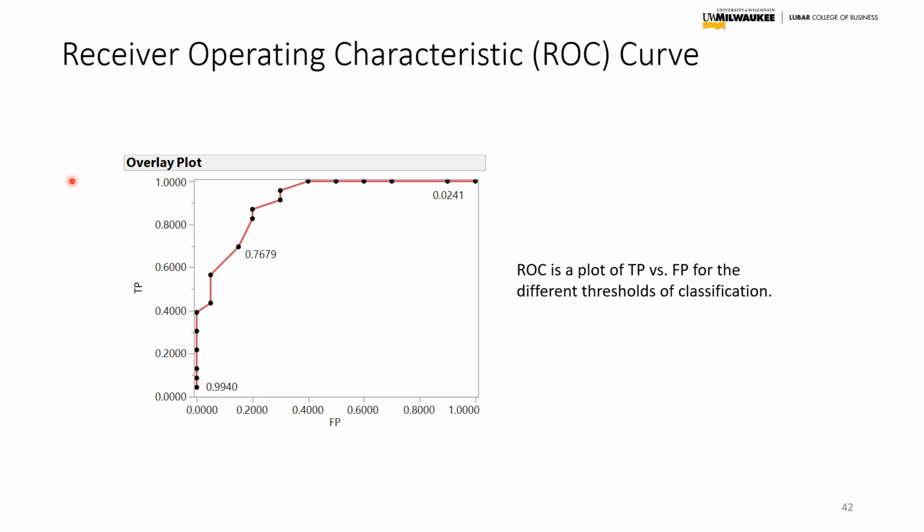I'm using a legacy plot called an overlay plot. I could have equally done this in Graph Builder. It's just a Y versus X plot. And here's what we get. Now the question here would be, is this a good ROC curve? Is this a poor ROC curve? Let's consider this question.